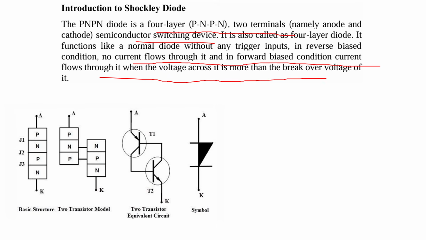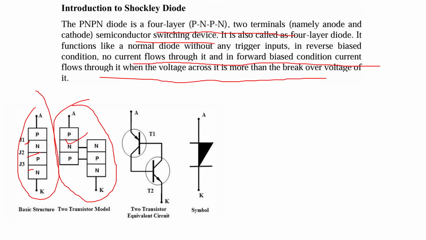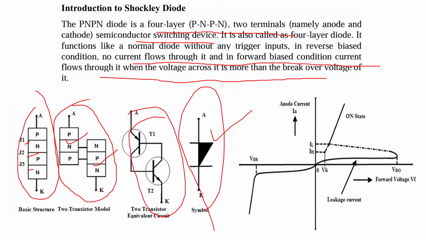And similarly, if you check the working principle, it will have the PNPN structure. So there is one junction, two junctions, and in total how many junctions? Three junctions. You can also equivalently replace it by two BJTs, that is PNP and then NPN, right? So two transistors, so equivalently you can draw it like that. The symbol for the thyristor is this. You can use it for your exam purposes.